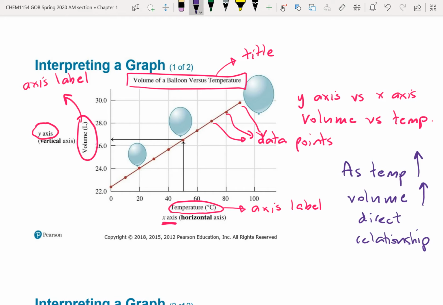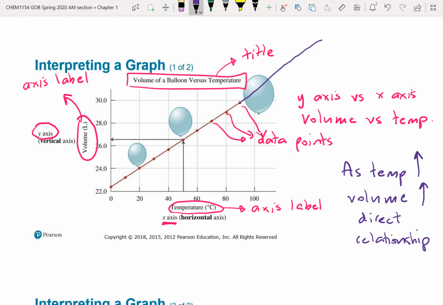So what we can do is use that graph to predict what the volume would be beyond what we actually measured. For instance, I could just extend my line. Imagine that it's straight with the other one. I know it doesn't look completely straight, but we can use a ruler and just extend this line all the way.